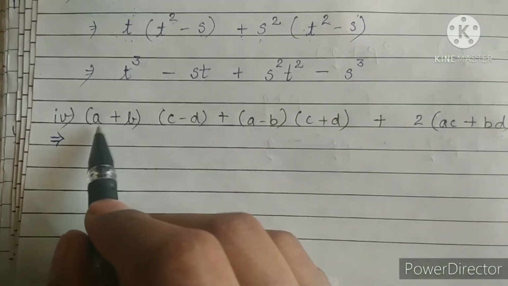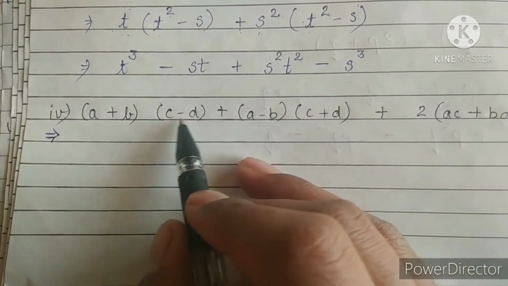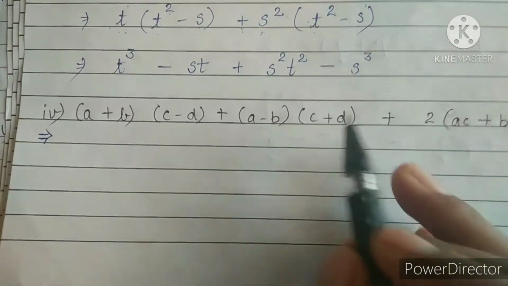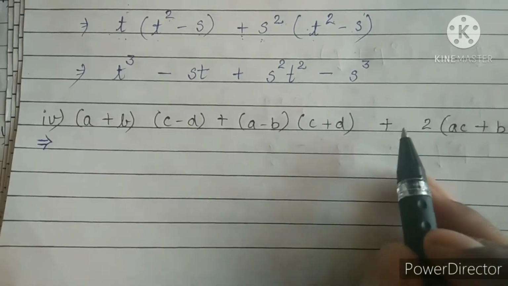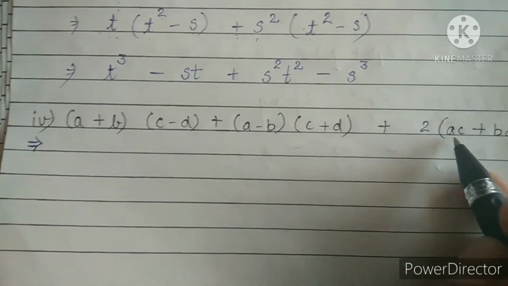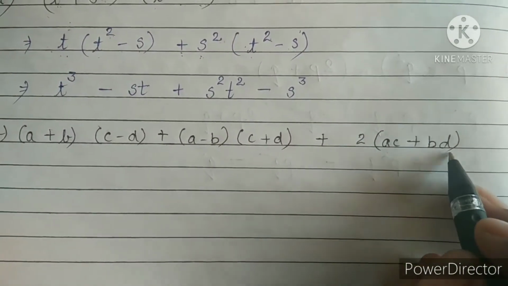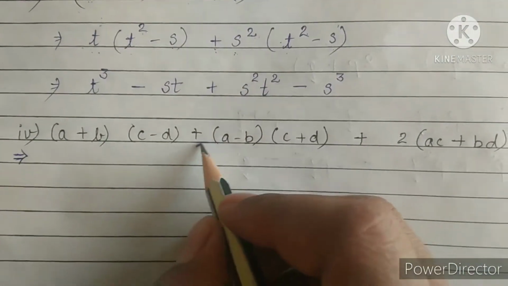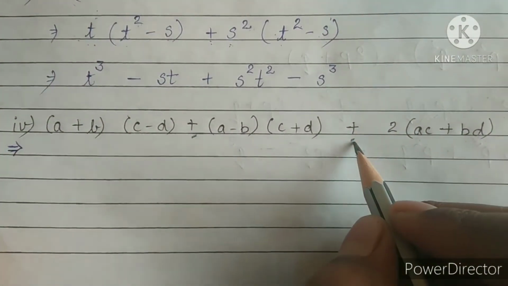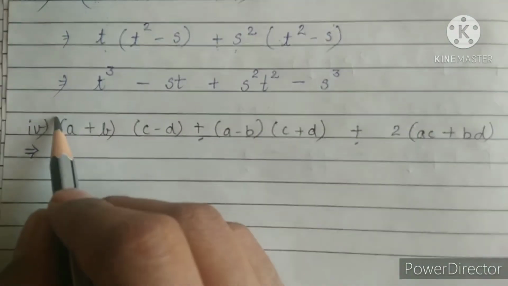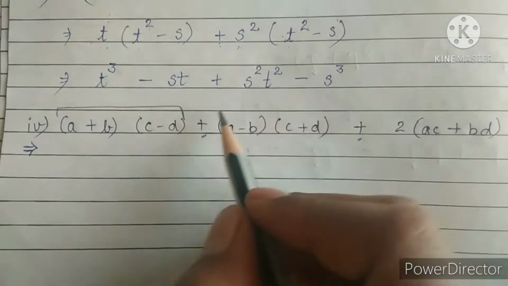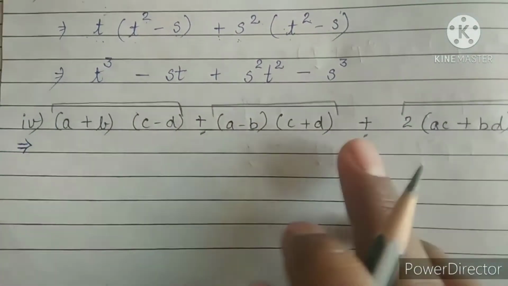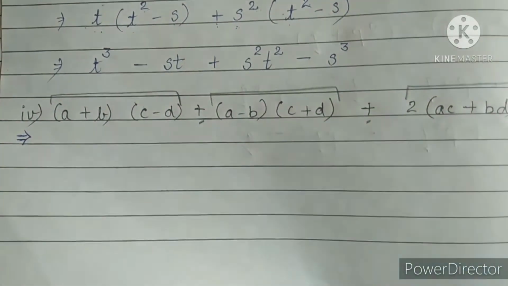Fourth is a plus b multiplied by c minus d plus a minus b multiplied by c plus d plus 2 multiplied by ac plus bd. In this question you can see we have 2 places with positive symbols. It means this is the first thing, this is the second thing, and this is the third thing that we have to apply with the multiplication symbol.